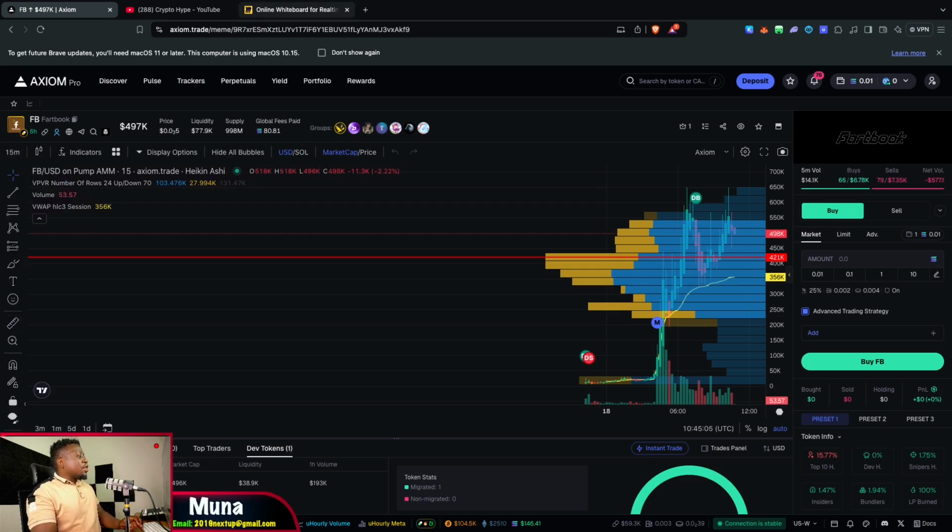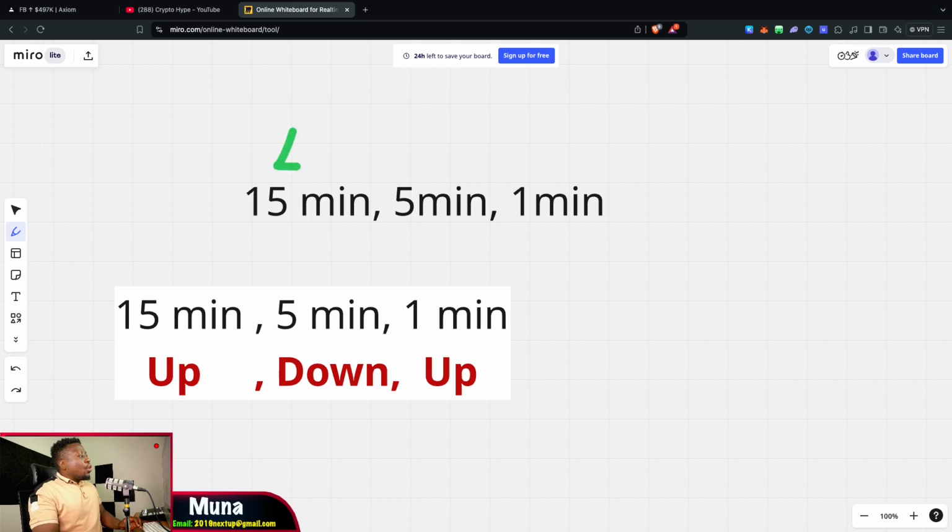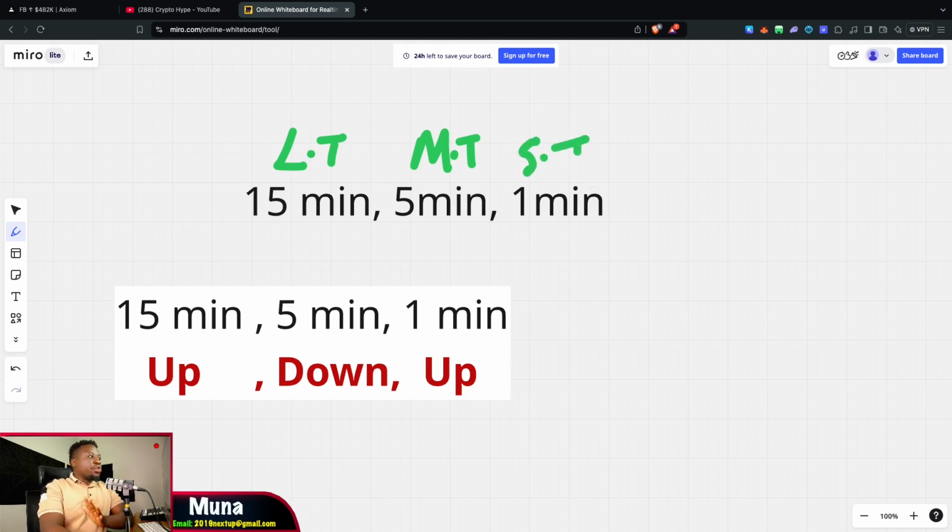So basically your 15-minute is going to be your long-term time frame, the 5 minutes is going to be the mid-term time frame, and the 1 minute is going to be your short-term time frame. The strategy that I'm using is basically the triple screen trading methodology. The reason why this is a very important trading methodology is due to the fact that it prevents you from having false signals. You are basically trading in the trend.